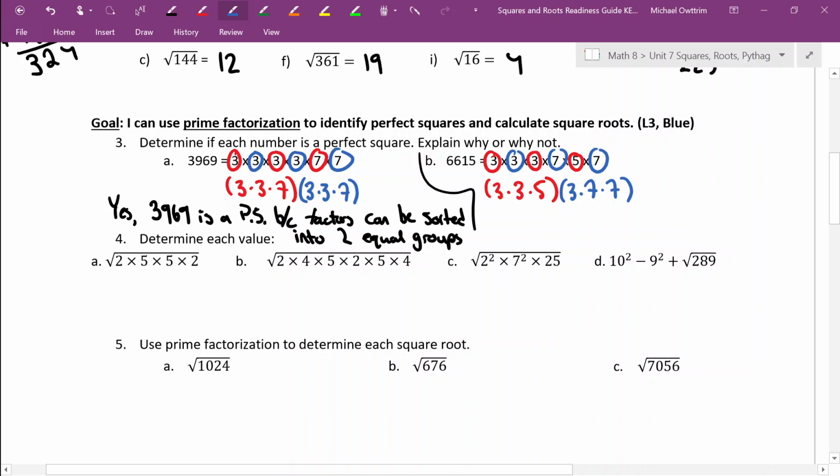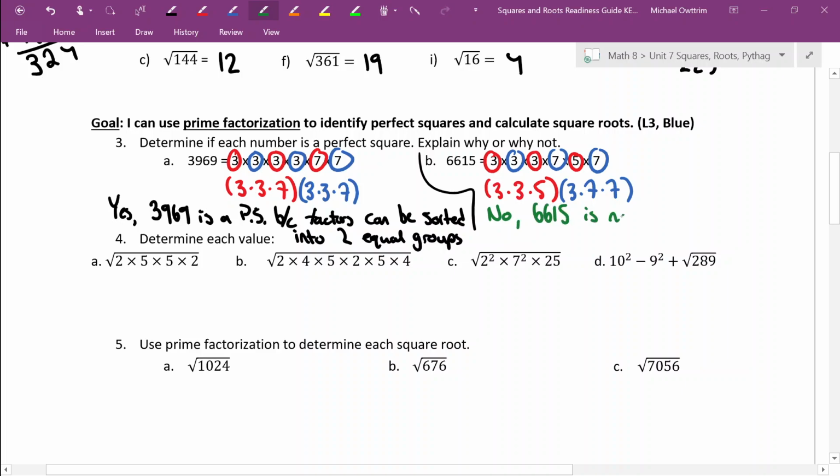Okay, so when we look at this, we've got an odd amount of factor 3. That's not going to be able to be sorted into 2 equal groups. We could put a 1, 7 in each group, so if we rearrange those, that could happen. But we've also got only 1, 5, so that's not going to be able to be equally sorted into 2 groups. So I'm going to say no.